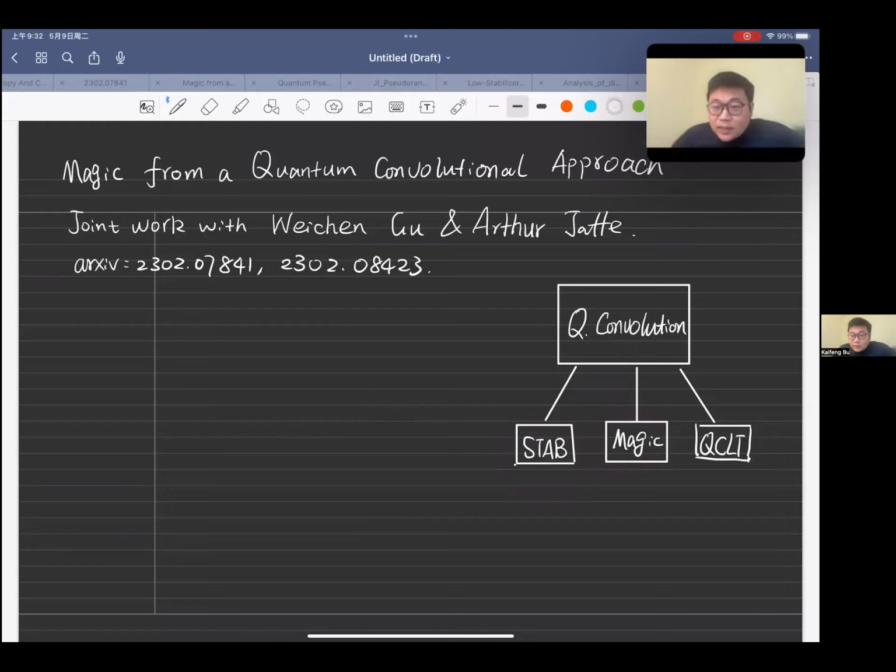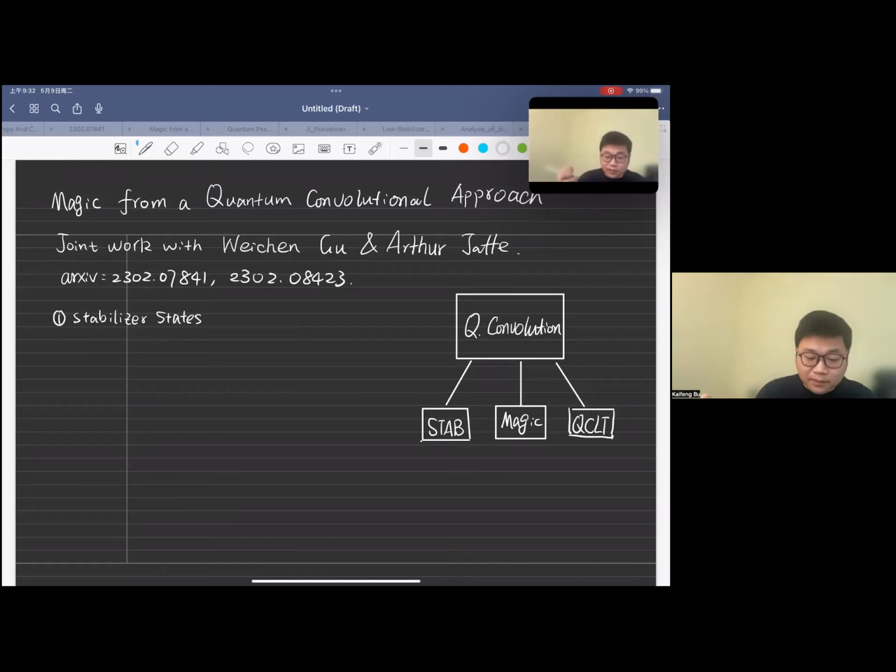So let us start from some basic concepts in quantum information and computation. Let us start from the stabilizer states. Stabilizer states play a very important role in quantum information and computation. They have lots of applications, such as quantum error correction codes and also measurement-based quantum computation. To talk about the stabilizer states, we first need to introduce some basic concepts called Pauli operators. And here we consider the n-qudit system Pauli operators.